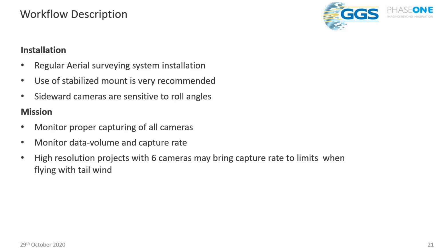Monitoring the proper capturing of all cameras is a must. If one camera gets stuck, the daisy chain may block all cameras and you have to refly. So always take into account that you're inside the burst rate of the cameras and you capture the images in a proper way. Especially if you fly a high resolution project, it means a very short base length between the single shots, and you use six cameras. And when you have tailwind, for example, that sometimes can cause that you cannot capture as fast as may be needed. So those are things which are, let's say, more critical than with a single camera setup.